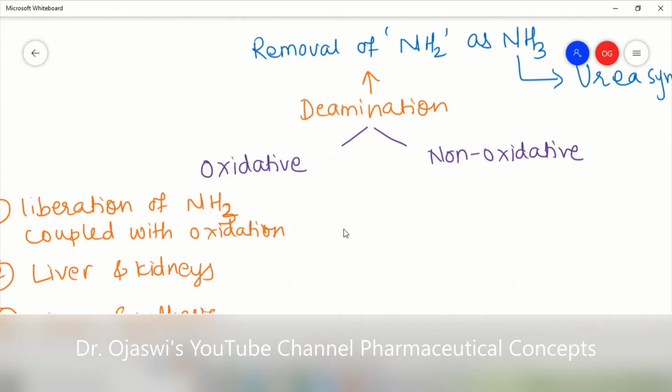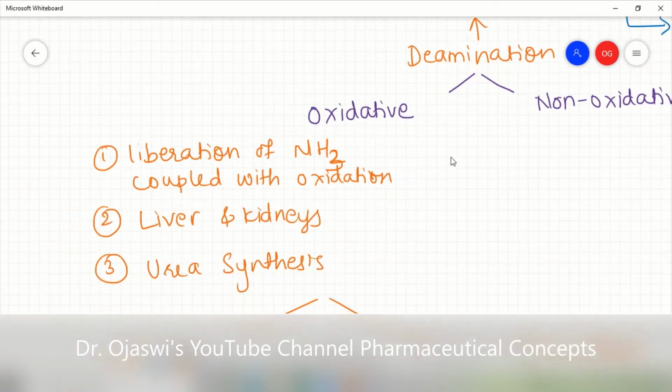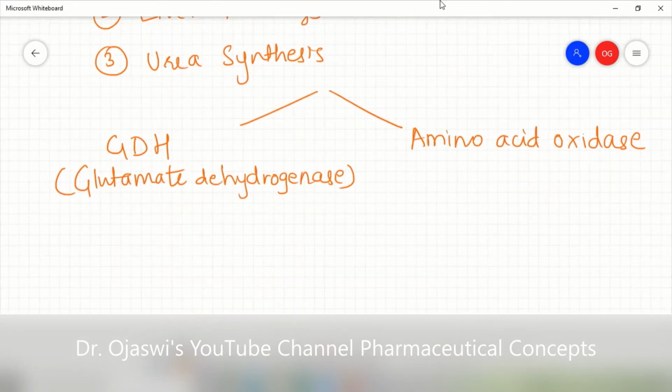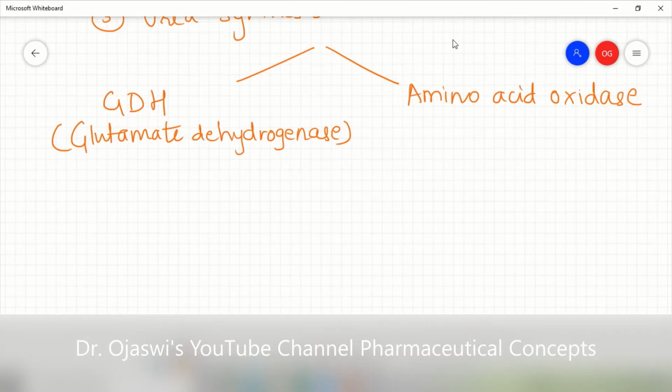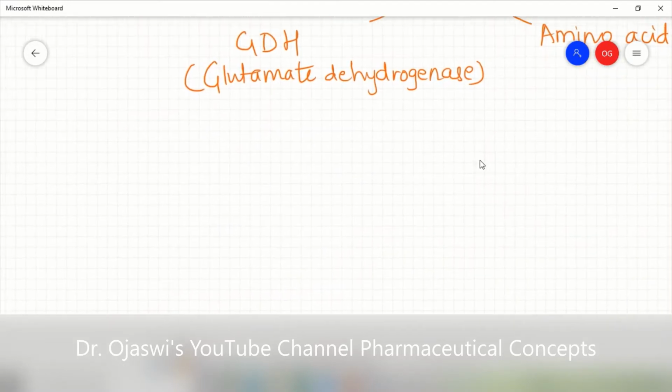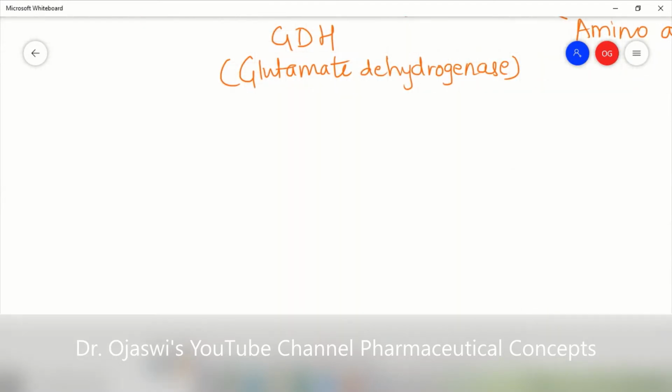Okay students, so still we are learning oxidative deamination. I have not yet started non-oxidative deamination. I am still on this side, oxidative deamination. Now we are seeing the two important enzymes responsible for oxidative deamination. Let us see something more about glutamate dehydrogenase. It is a zinc containing enzyme, a mitochondrial enzyme.